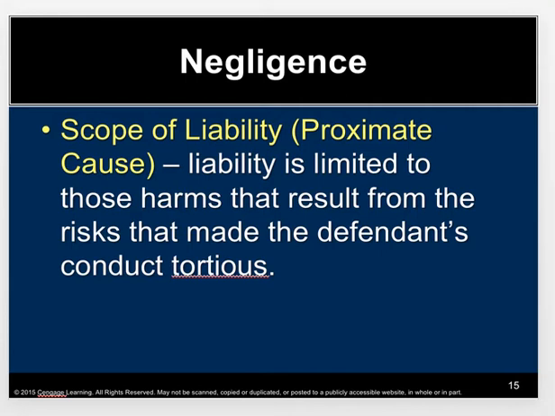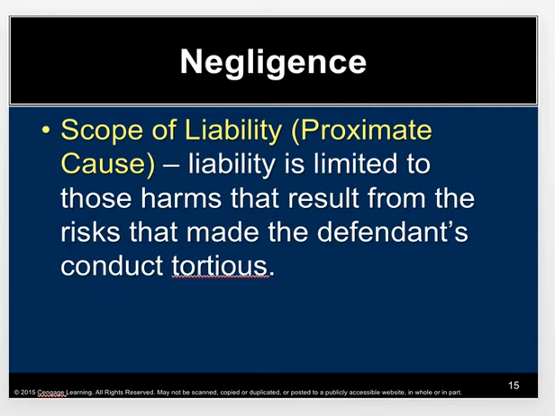Scope of liability is what we call proximate cause, and that's why earlier I had said it was related to cause. Liability is limited to those harms that result from the risk that made the defendant's conduct tortious. Which again, goes back to the same thing that I was talking about. My liability is going to be limited to the harm that I cause, right? In that example with the ambulance.